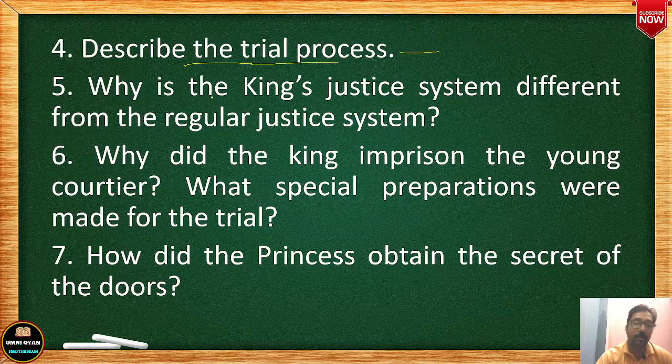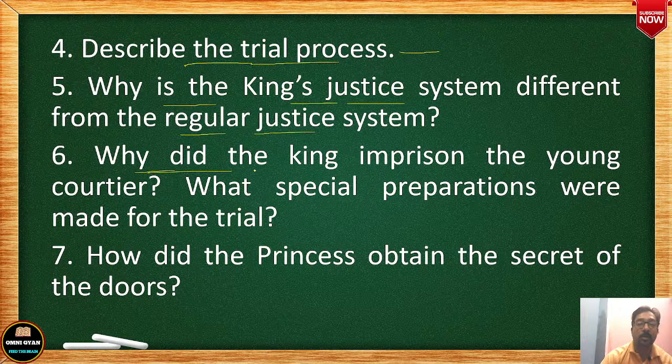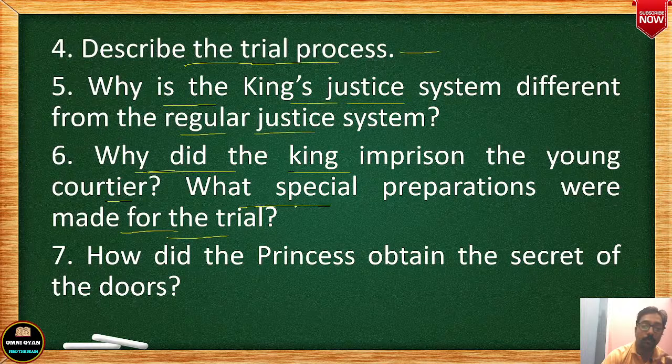Why is the king's justice system different from the regular justice system? Again, I have given that. Other justice systems are based on evidence, witnesses, facts, but the king's justice system is based only on luck, nothing else. Why did the king imprison the young courtier? Because he fell in love with the king's daughter. What special preparations were made for the trial? It was special because the tiger that was brought was the hungriest tiger, and the lady that was brought was by far the most beautiful of ladies, even more beautiful than the princess.